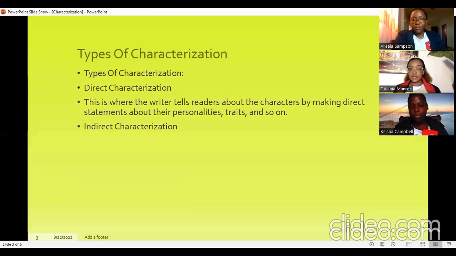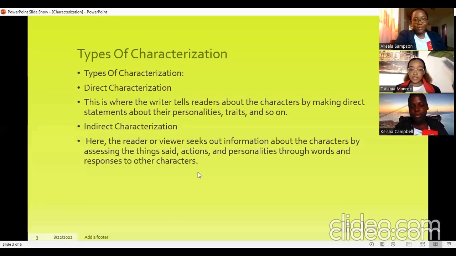Does everyone understand, or do you need me to go over it? All right, so in summary now, could someone please tell me the difference between these two types of characterization?